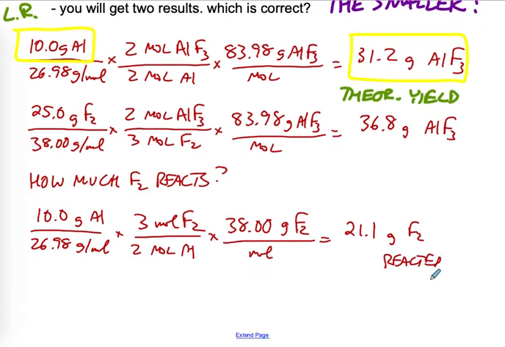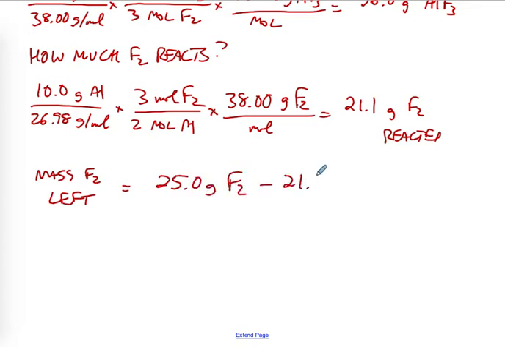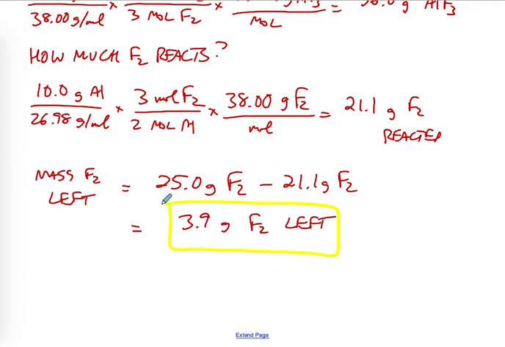Therefore, the mass of fluorine left over will simply be equal to the 25.0 grams of fluorine I started with minus the 21.1 grams of fluorine that reacted, or 3.9 grams of fluorine left over. So, on this page, I solved all the parts of a limiting reactant stoichiometry problem.